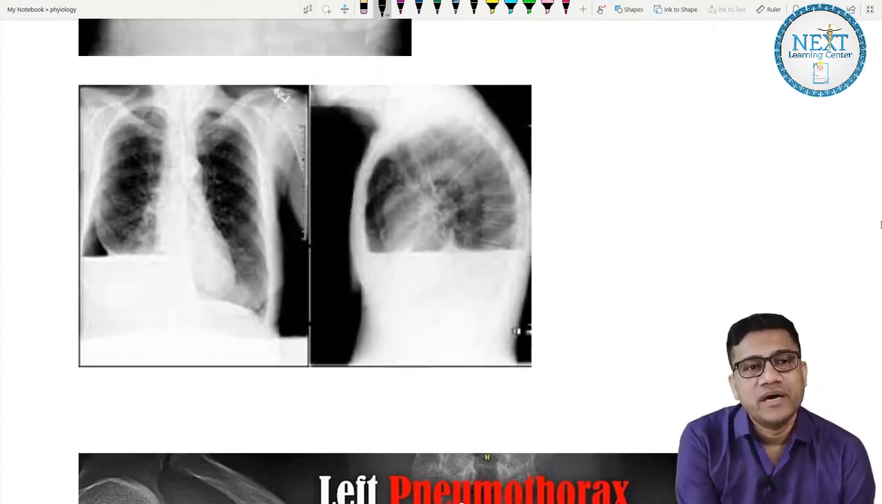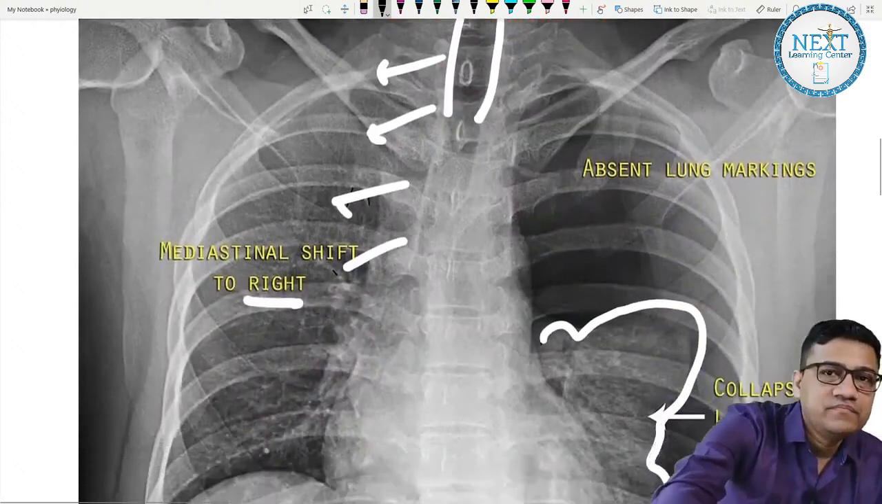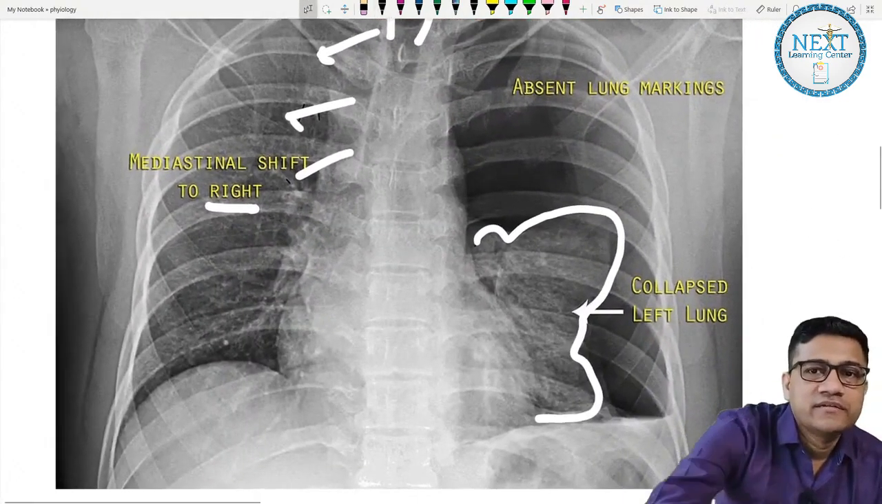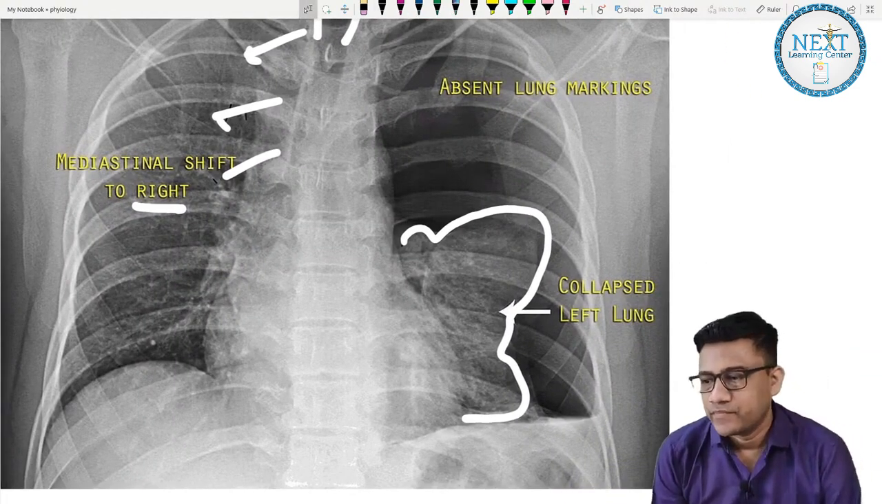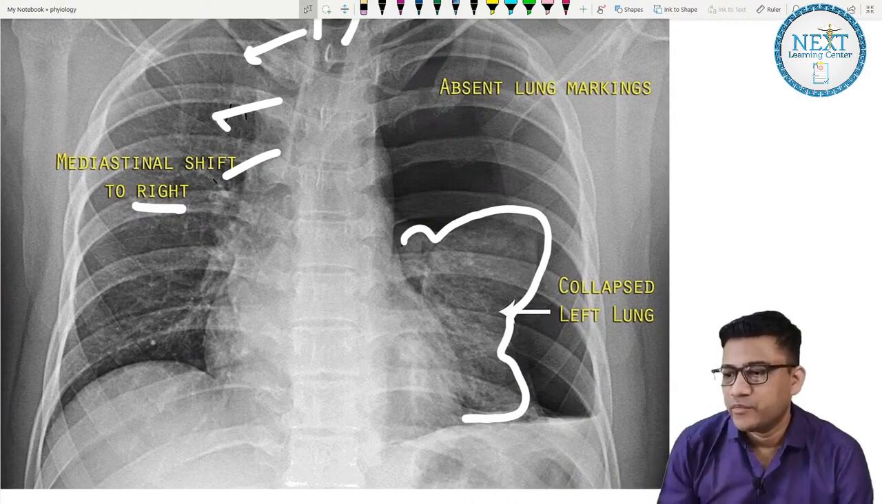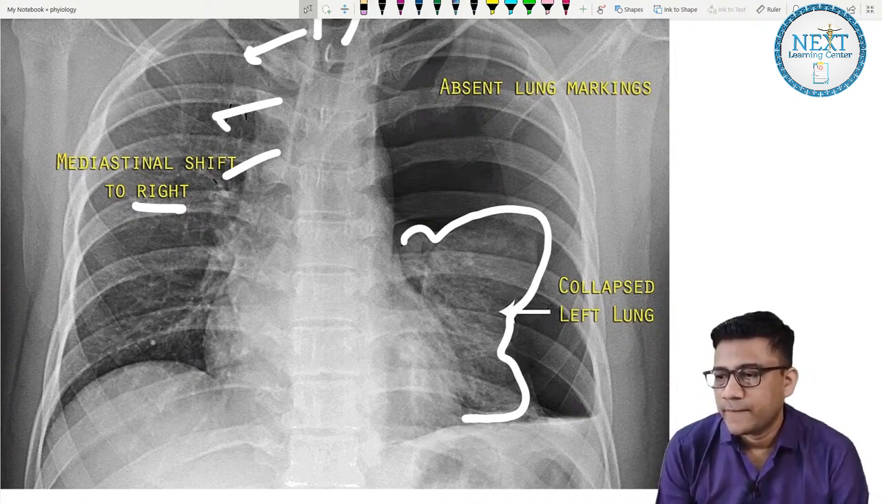So what do you see? Again the same, this is hydropneumothorax. Very good. What is the diagnosis here? This one. Yes, hydropneumothorax. Very good. Okay, what is this one?